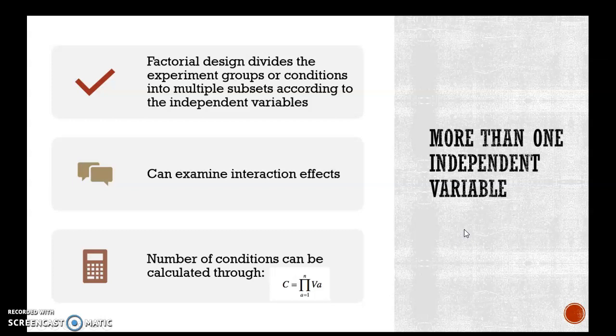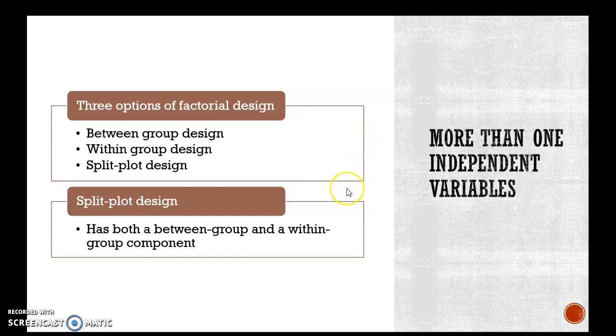More than one independent variable: factorial designs divide experimental groups and conditions into multiple subset conditions, with two independent variables, and can examine the interaction effect. The number of conditions can be calculated with these formulas, and a more detailed explanation is in the book. The three options for factorial design are between, within, and split plot design.